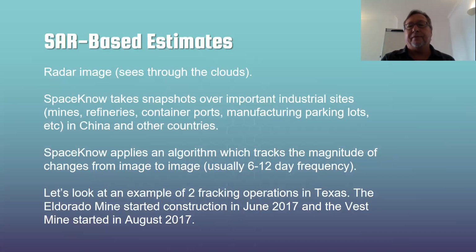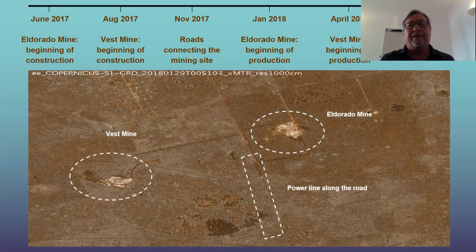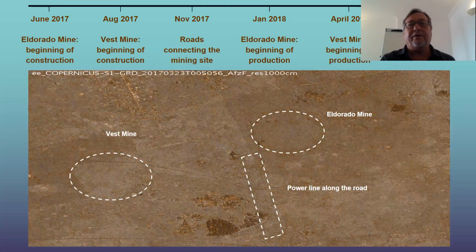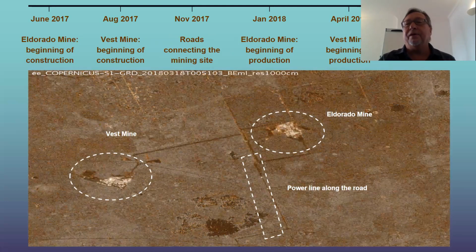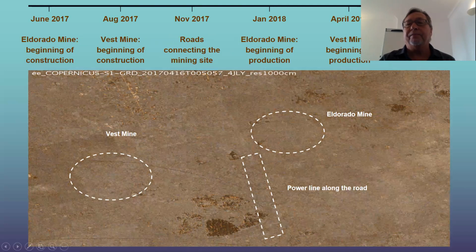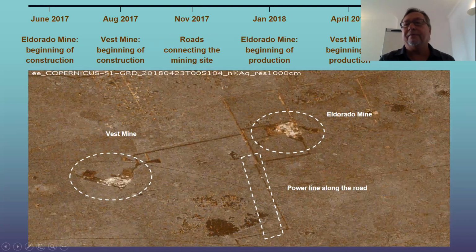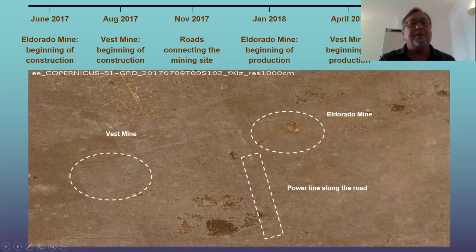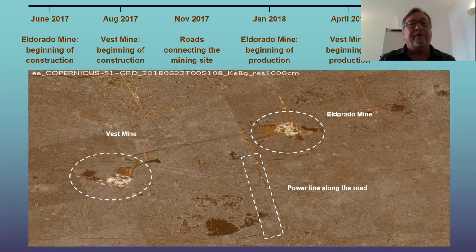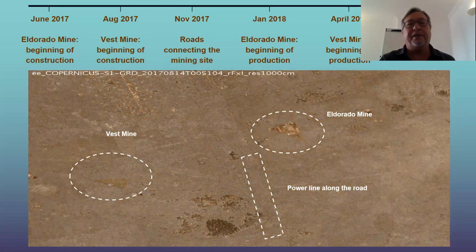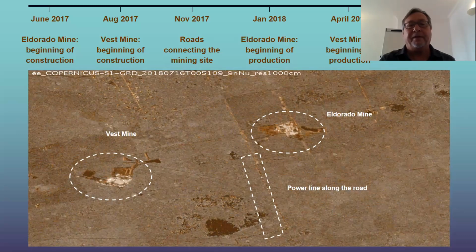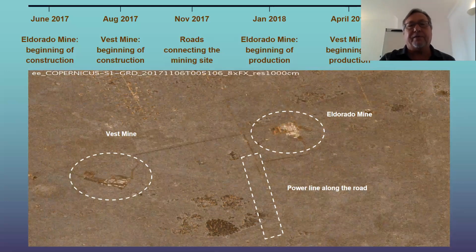Now, to be able to understand this, my favorite pictures are looking at things like fracking operations in Texas, in particular, looking at the El Dorado mine, which started construction in 2017, and the Best mine, which started construction in August 2017. So this is a good example of what it looks like when you look at these pictures and how they evolve over time. So in developing a fracking operation, you can see that these people don't mess around. They begin construction on the mine, the El Dorado mine in June of 2017, and the Best mine in August of 2017. And we can see the development of the mines over that period.